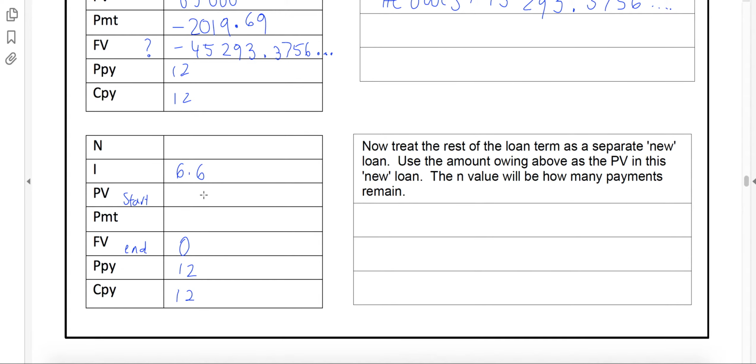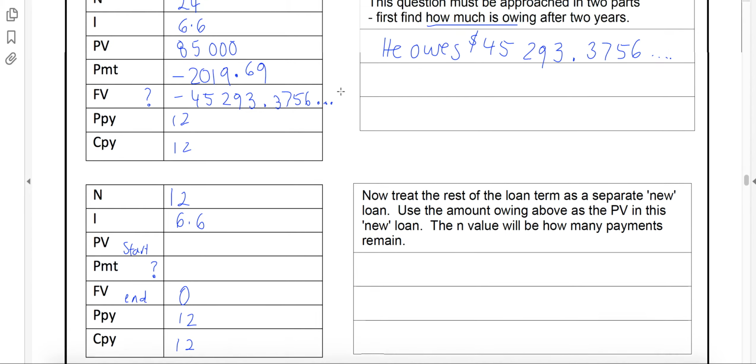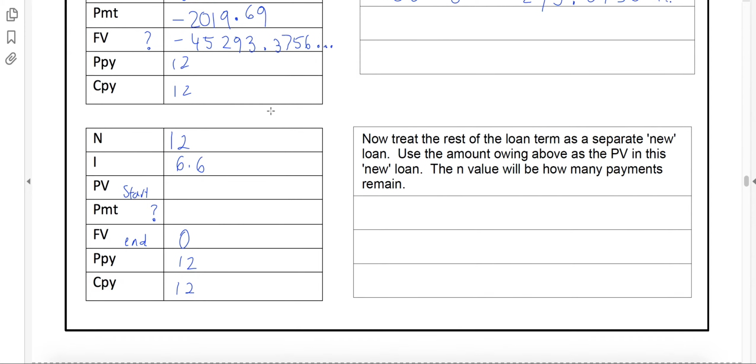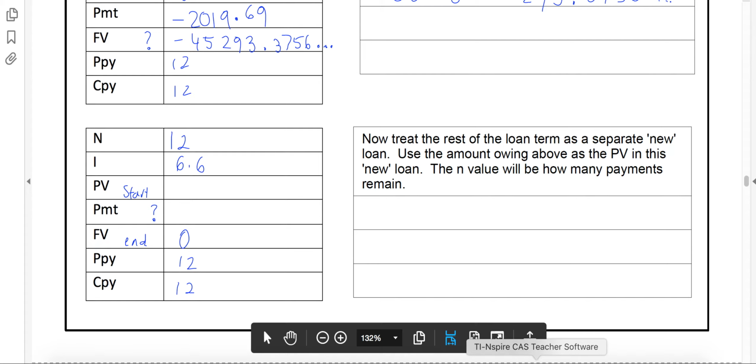Keep in mind what we are finding. We're finding here PMT, the payment. How much is he going to have to pay to ensure it's paid off in 1 more year? 1 more year represents 12 more payments. Now, this is the copy and paste part. We know what was owing before. It was 45,293. We need to get that value into PV.